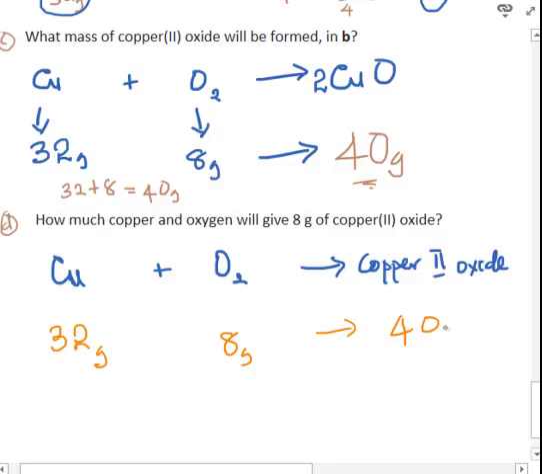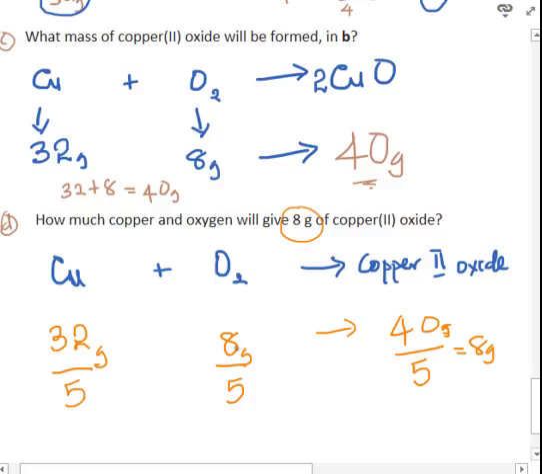How do we make it 8? Because the question says if it is 8 grams. So let's try and make 40 into 8. It's going to be 40 divided by 5. So divide this one by 5. What we do to this, because it's going to give us 8 grams now, we do to the rest of them. Divide by 5, divide by 5.